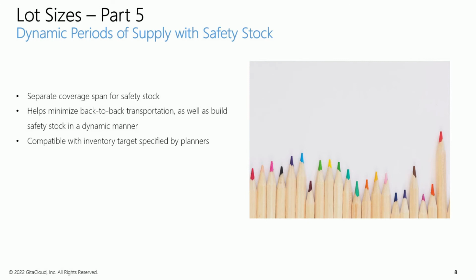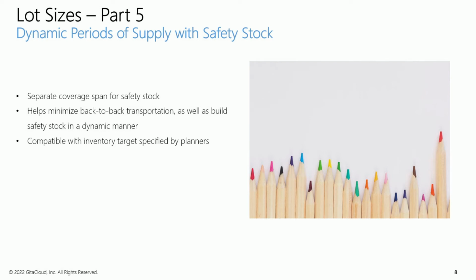Dynamic periods of supply with safety stock further improves the planning results. This procedure allows for a safety stock coverage span, to determine safety stock demand, in addition to the coverage span for additional lot sizing demand. This approach combines the best of both worlds. It minimizes back-to-back transportation events and it also helps build safety stock in a dynamic manner.